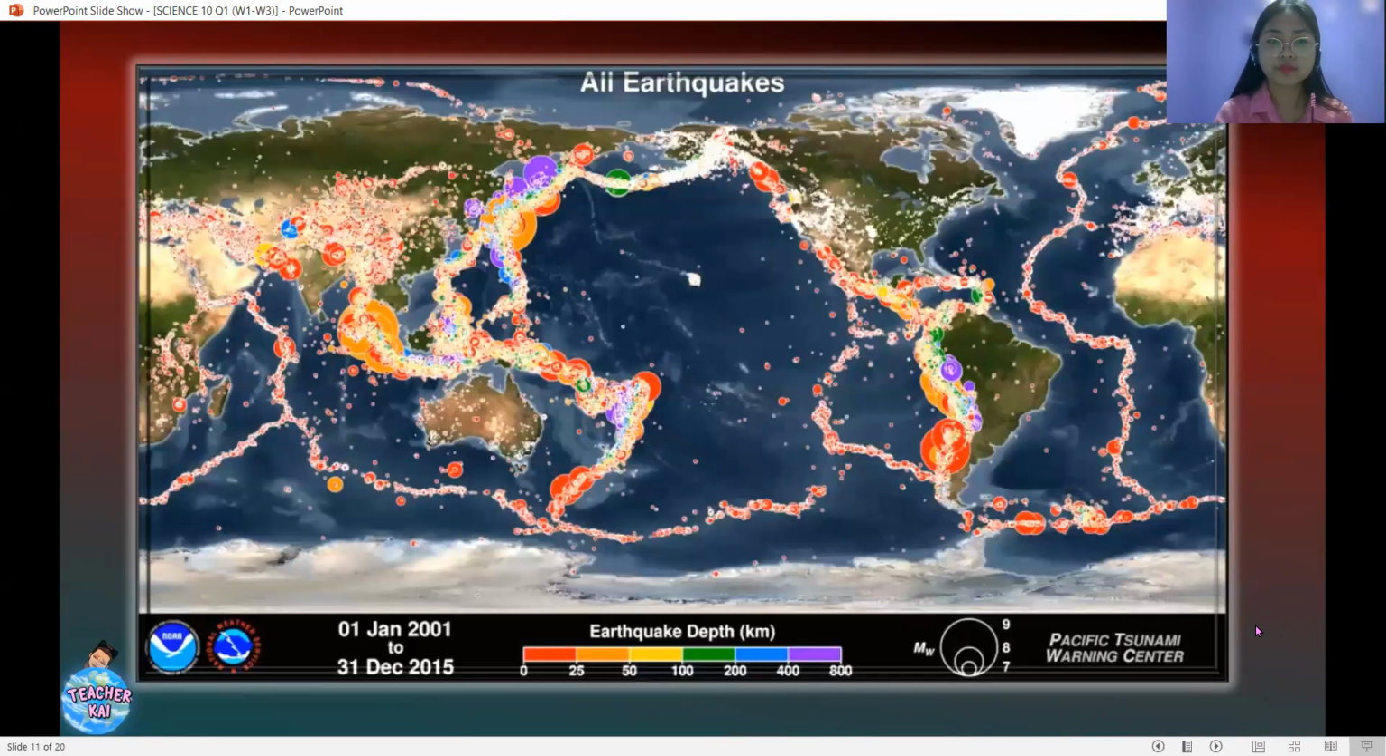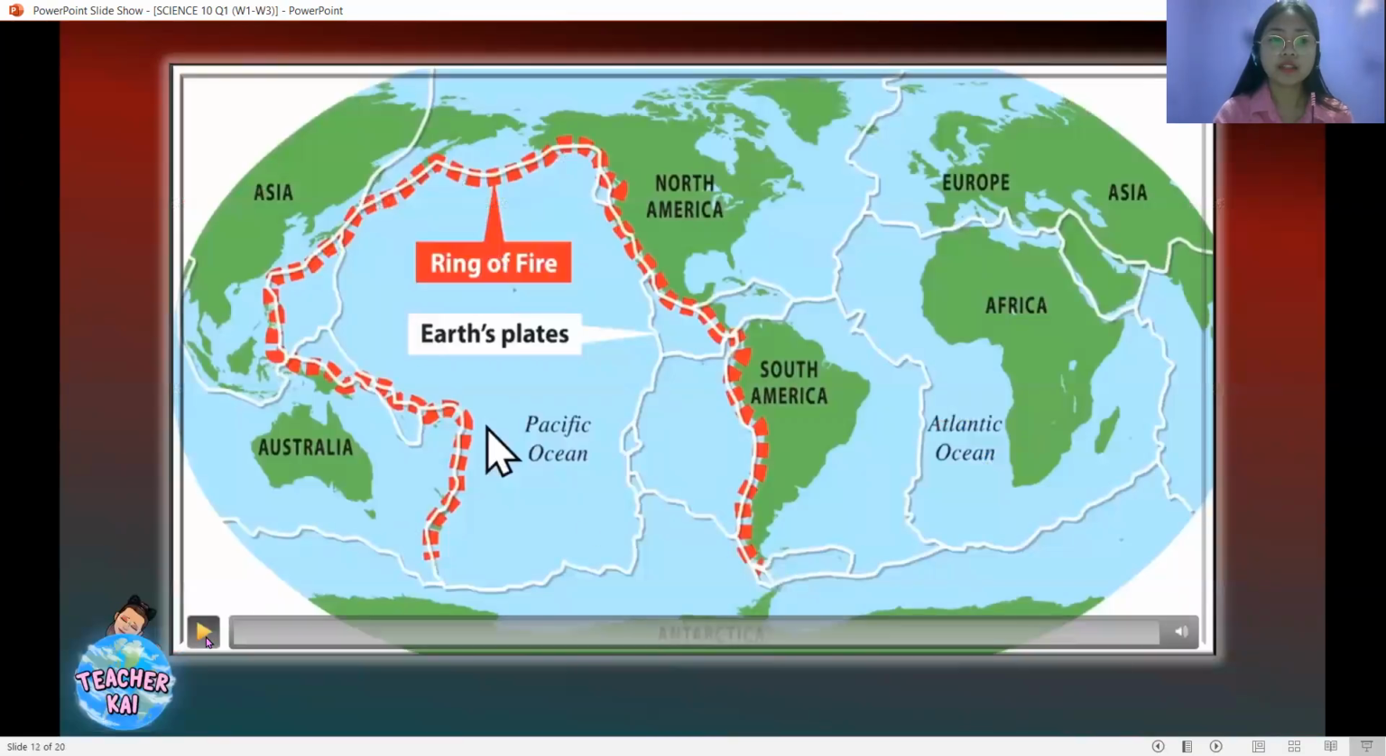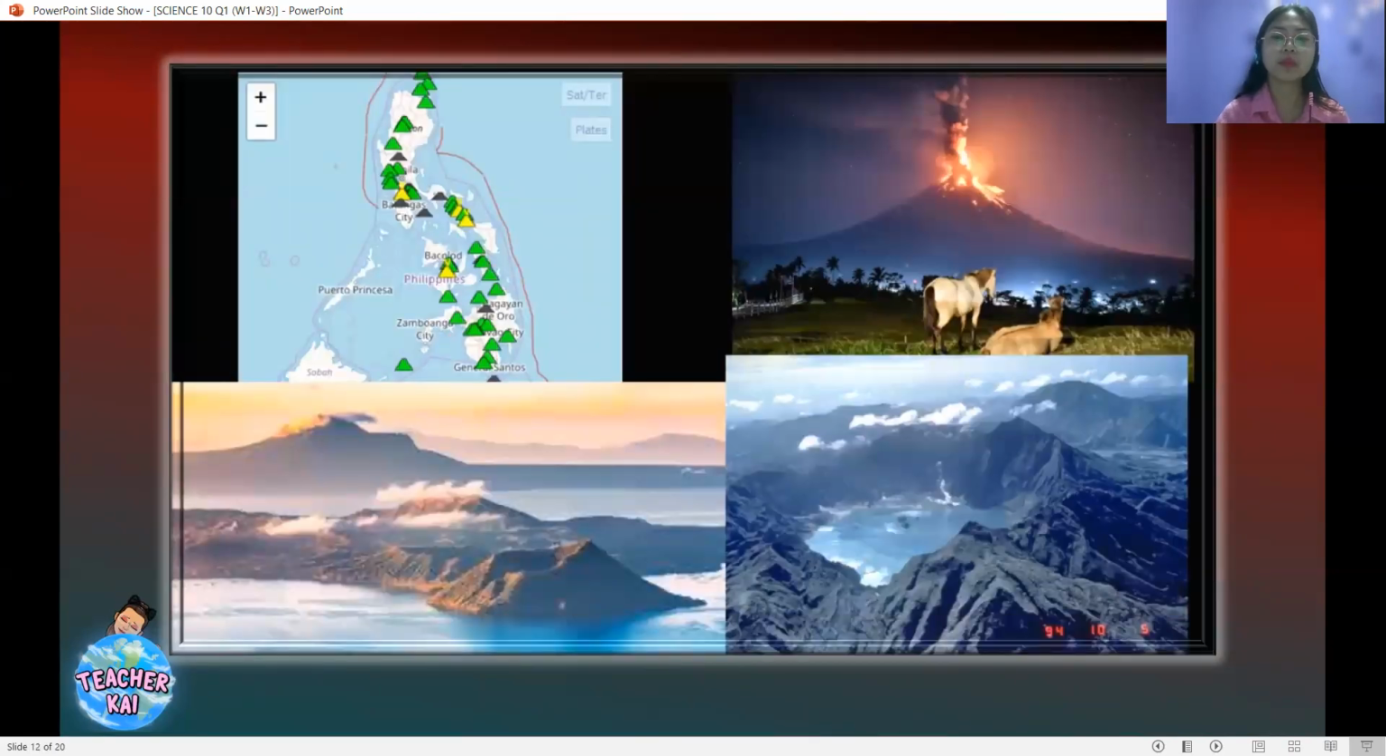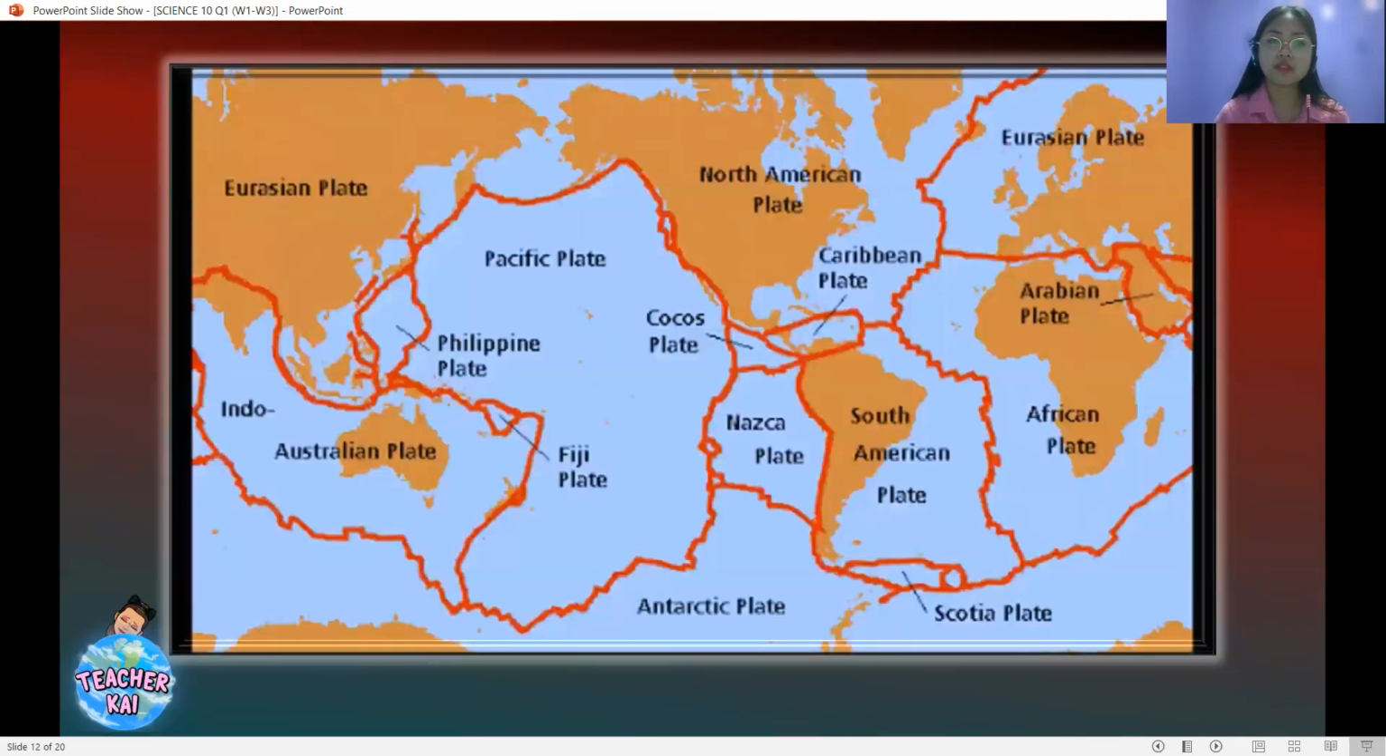Now, take a look at this. So, andyan yung Pilipinas. Yan yung Ring of Fire. So, yan ang reason kung bakit marami tayong volcanoes dito sa Philippines. So, ano naman ang meron sa Pacific Ring of Fire? At bakit maraming volcanoes at laging lumilindol? So, yan, makikita nyo, that's the boundary of the Pacific Plate.